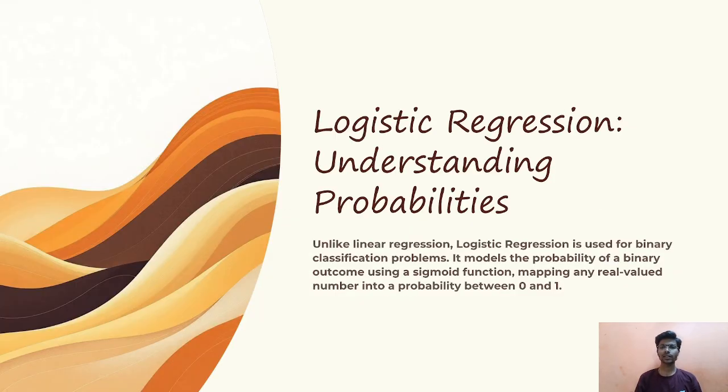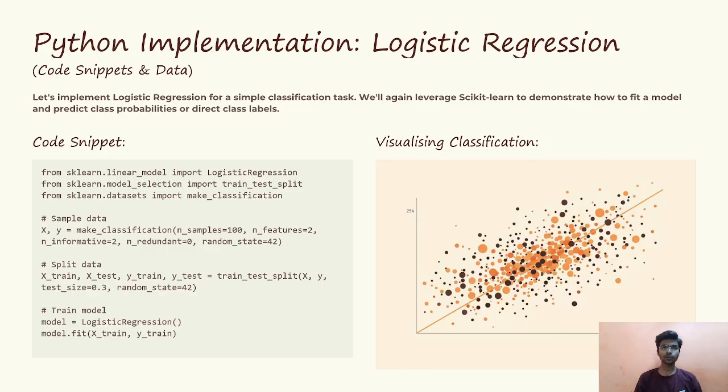Logistic regression: understanding probabilities. Unlike linear regression, logistic regression is used for binary classification problems. It models the probability of a binary outcome using a sigmoid function, mapping any real-valued number into a probability between 0 and 1. Python implementation of logistic regression.